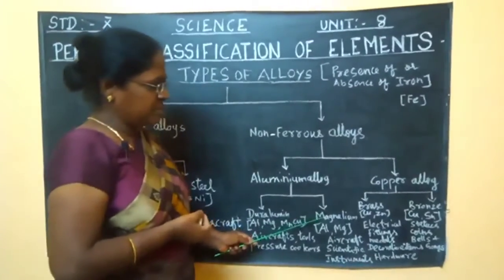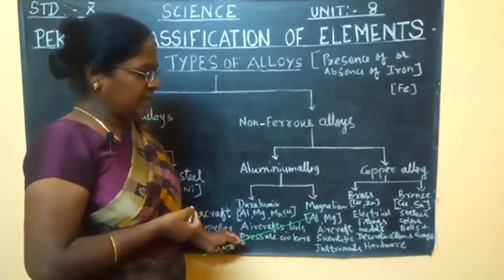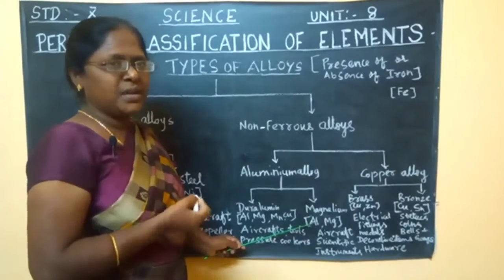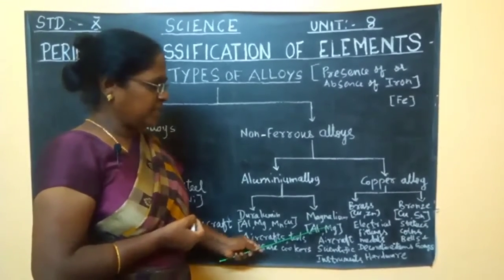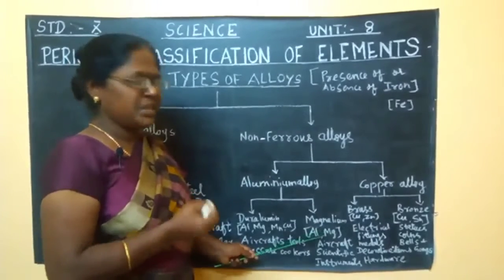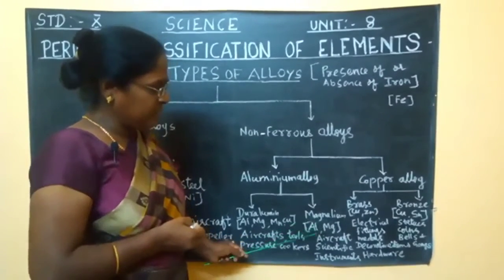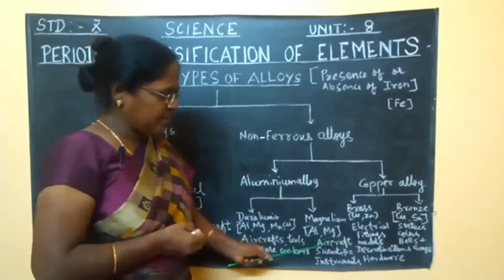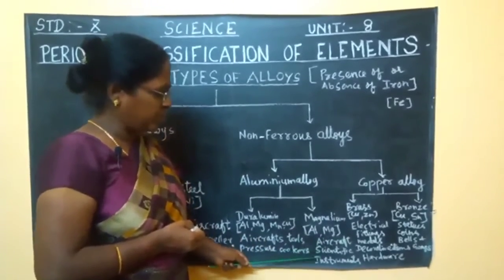Next one is magnalium. This magnalium is a combination of aluminium and magnesium. Al means aluminium, Mg means magnesium. This magnalium is used to make aircraft and scientific instruments.